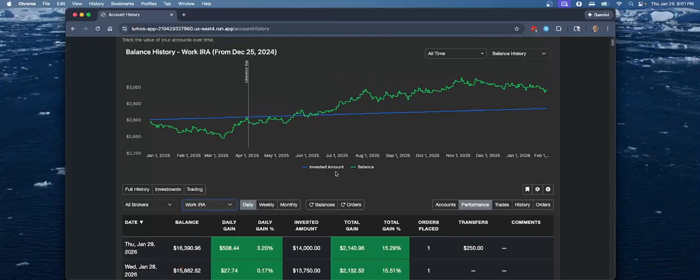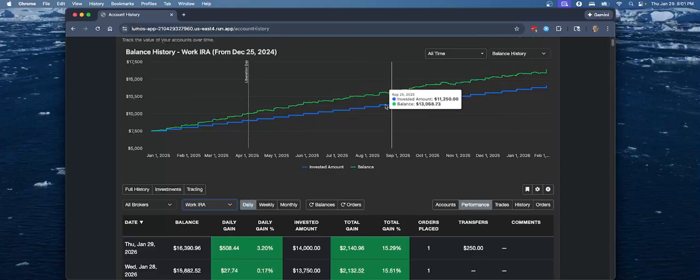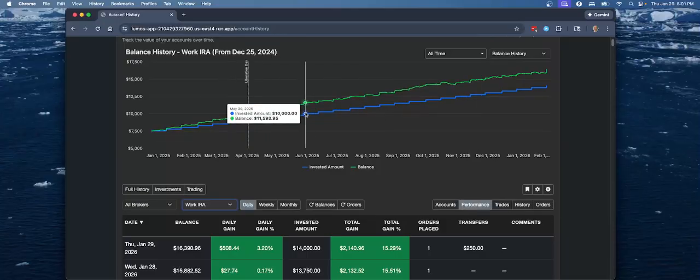And then here is an example of an IRA that's just regularly making contributions over time, like a 401k or IRA would deduct from your paycheck. You can see steady increases over time, and you can see how your performance did relative to the amount that you've invested as well. Which is kind of cool.